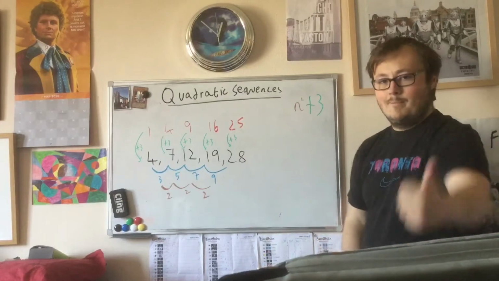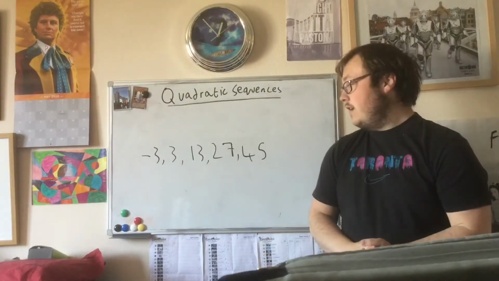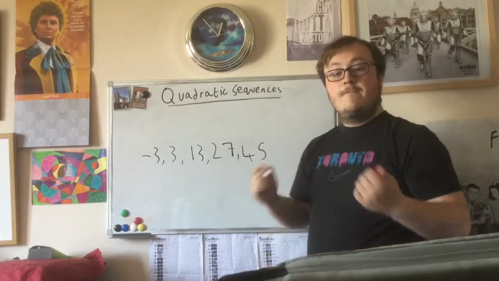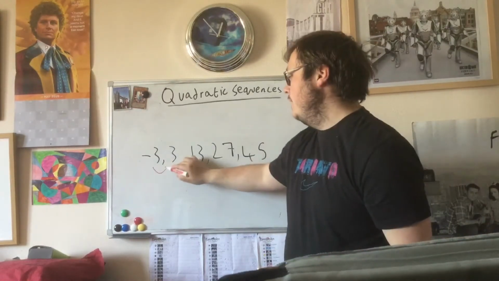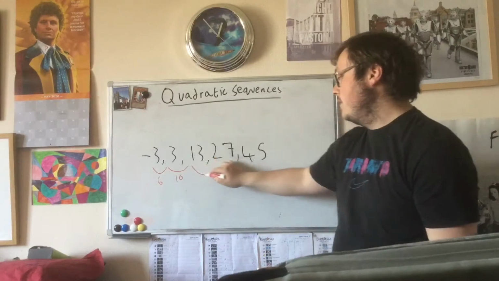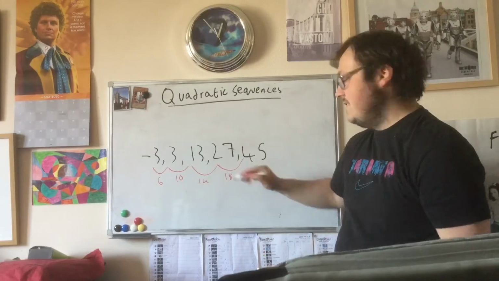Let's try another one. So I have this sequence: -3, 3, 13, 27, 45. Now let's find the nth term. So firstly, let's find out what goes in front of our n squared. So let's find the difference between them. -3 and 3 is 6. 3 and 13 is 10. 13, 27 is 14. 27, 45 is 18.